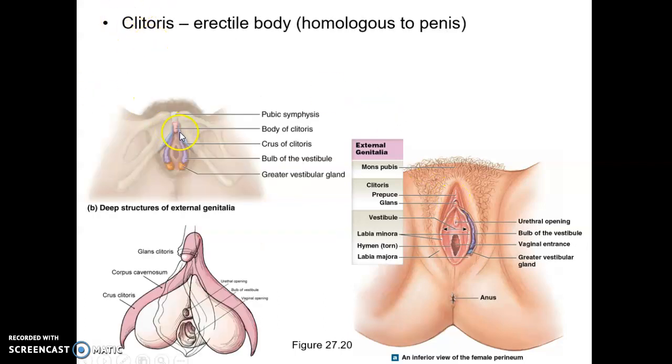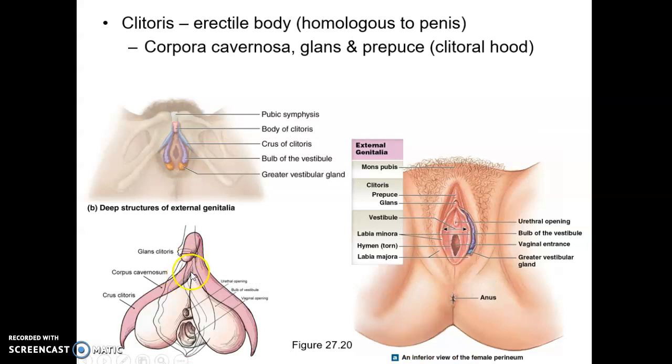The clitoris in the female is composed of erectile tissue. It's an erectile body, and it itself is homologous to the penis in the male. It enlarges during sexual excitation and is sensitive to stimulation. It also contains corpora cavernosa and glans clitoris in this case, and a covering clitoral hood or prepuce. Again, similar homologous structures to the penis in the male. And it has sensory and erotic stimulation function, again homologous to the penis in the male.